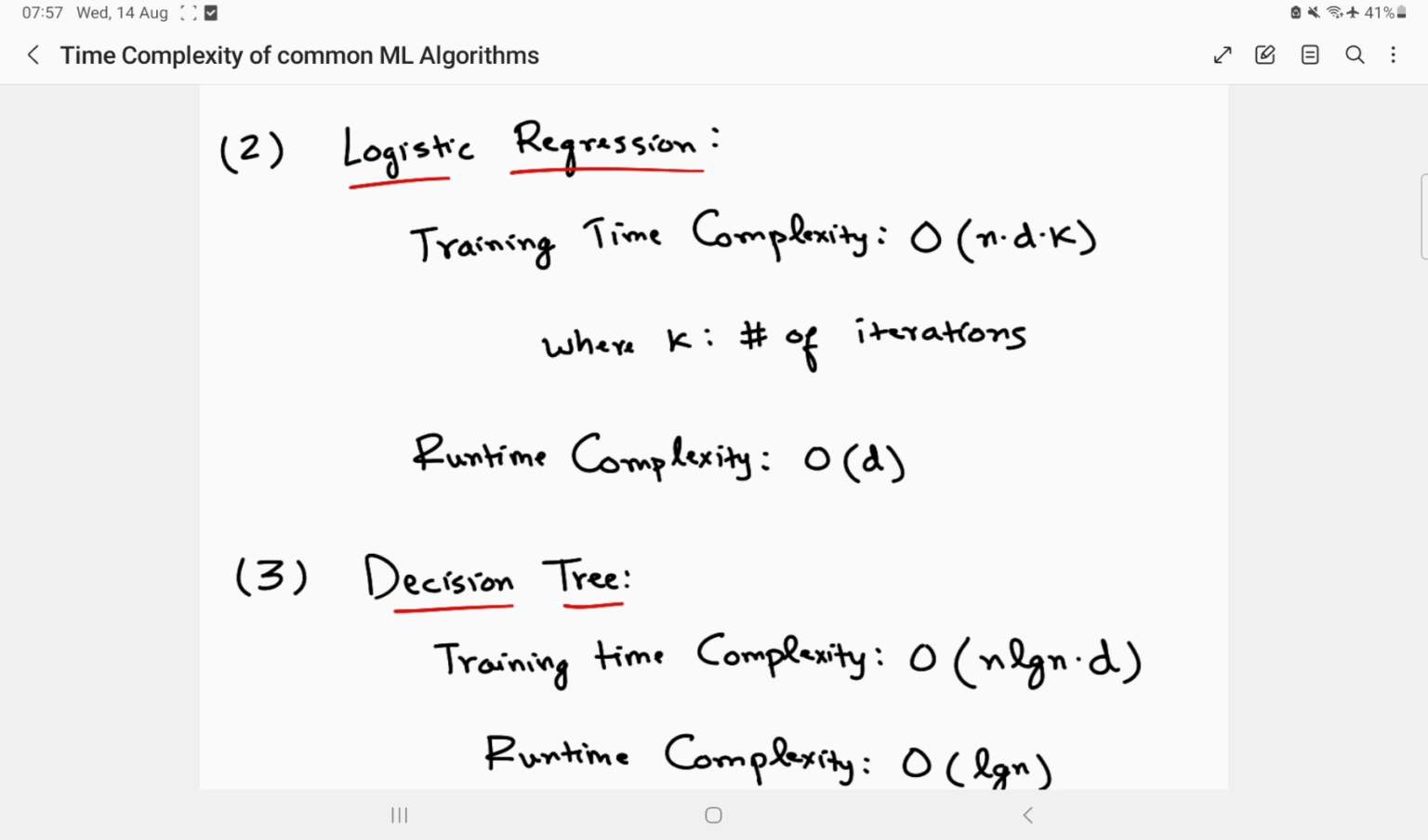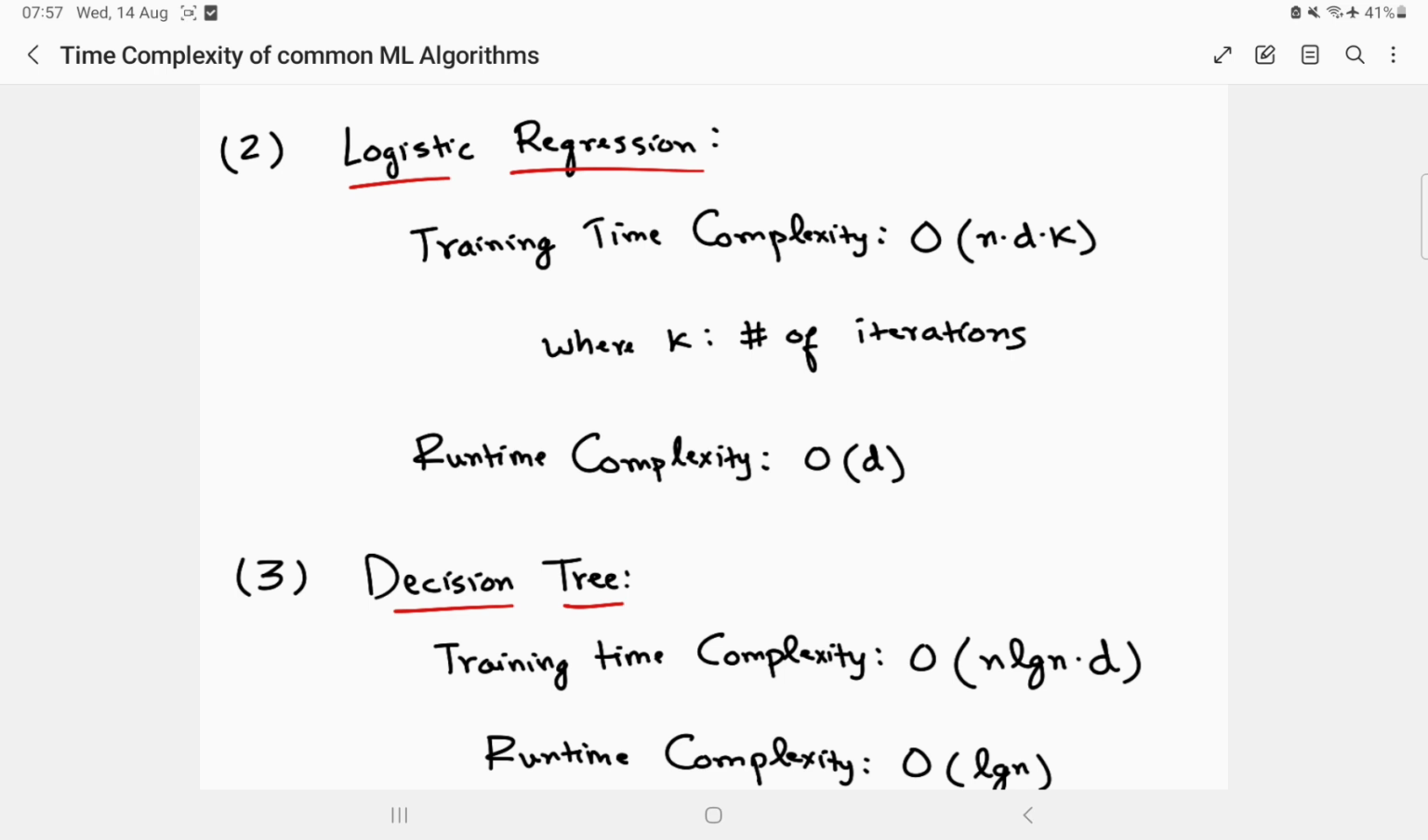When it comes to logistic regression, the training time complexity is big O of n times d times k. N and d are similar, number of rows and number of features respectively. K is the number of iterations. The training of logistic regression involves iterative optimization, something like gradient descent, and that is the reason the time complexity is big O of n times d times k.